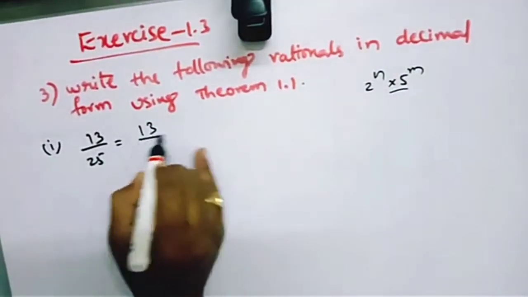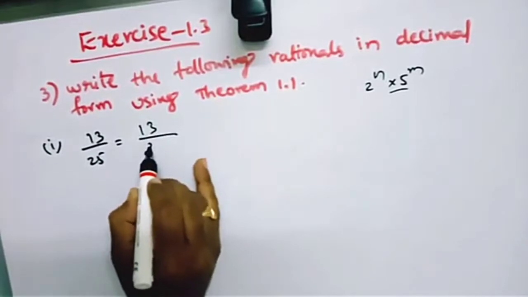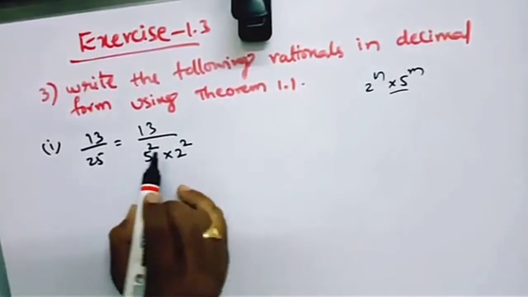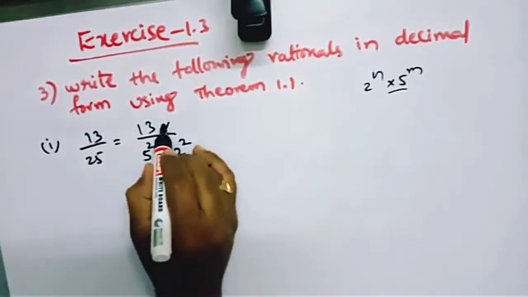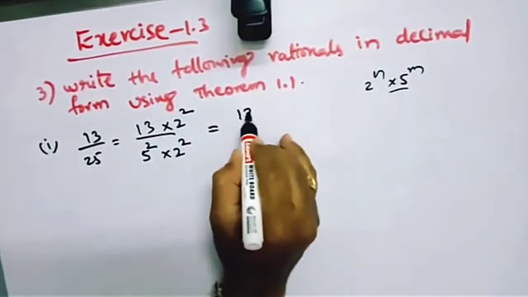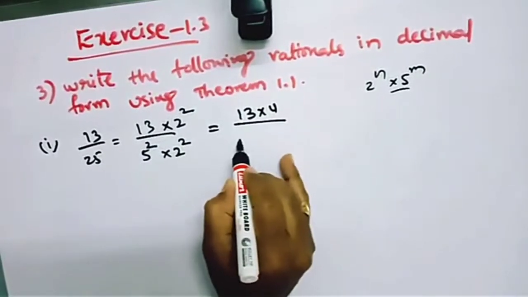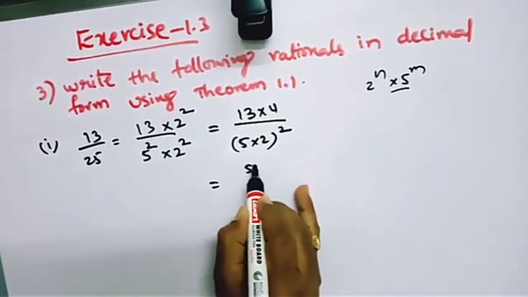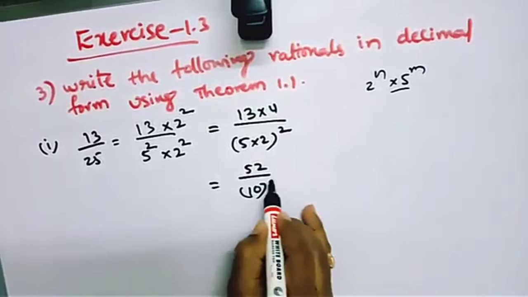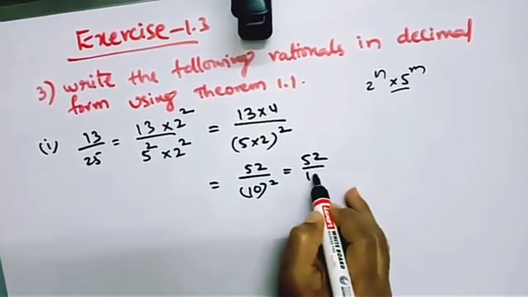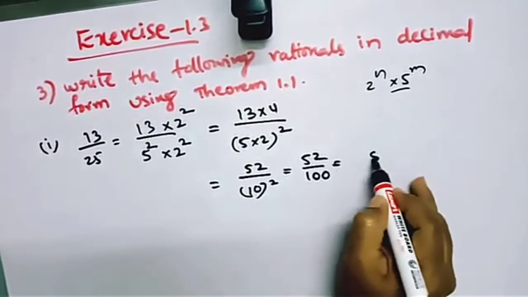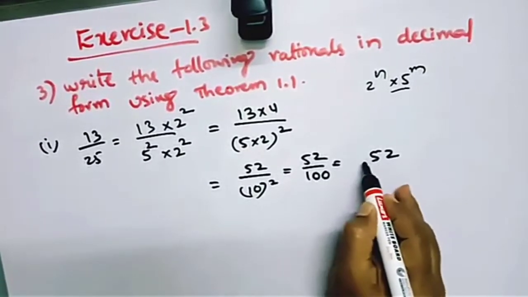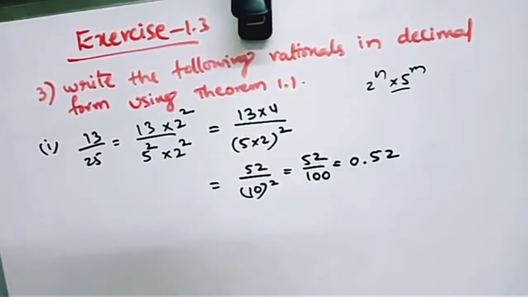So here 13 by 5 square, since you should write 25 as 5 square. So we require 2 square to convert the denominator to tens, hundreds or thousands. So the numerator should be multiplied with 2 square. That is 13 into 4 by 5 into 2 whole square. That is 13 times 4 is 52 by 10 whole square, that is 52 by 100. Then you will get the answer 52, then 2 zeros are there, so move the point: 0.52 is the answer.